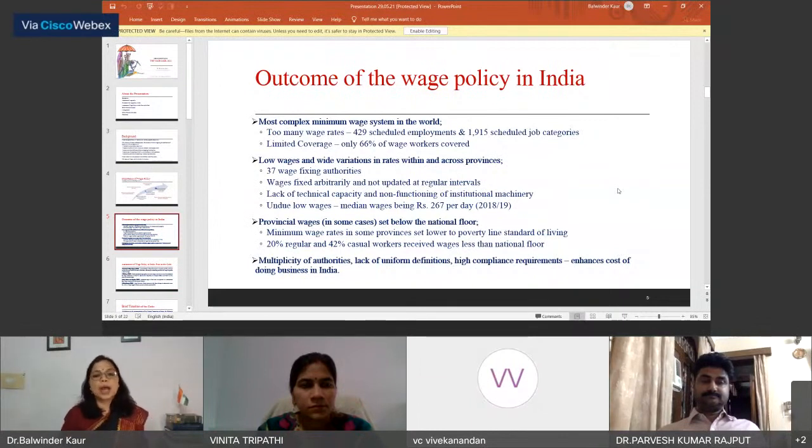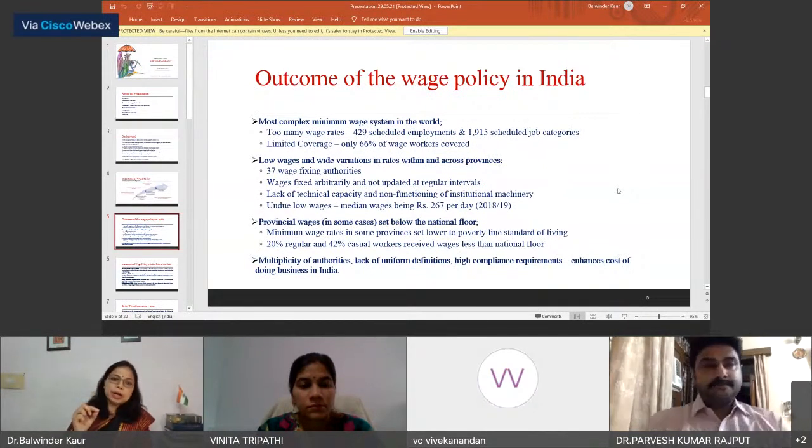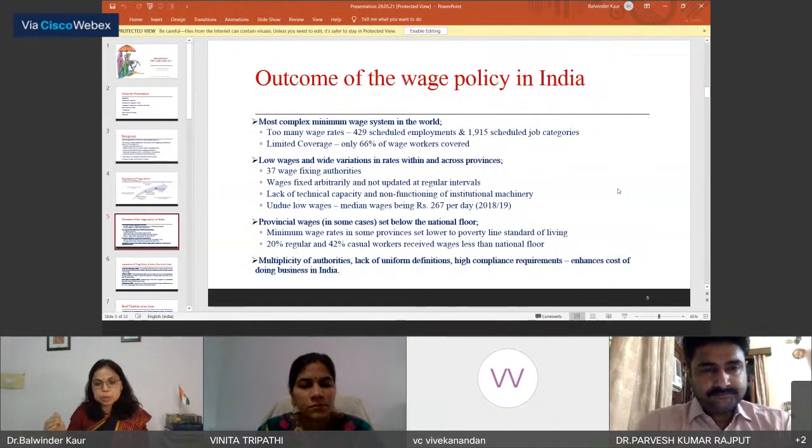Then low wages and wide variation in rates within and across provinces. So 37 wage authorities were there under these three legislations. Though there was a provision under the Minimum Wages Act that minimum wages would be fixed and revised within 5 years, that provision was there. In spite of that, wages fixed were arbitrary and not updated at regular intervals.